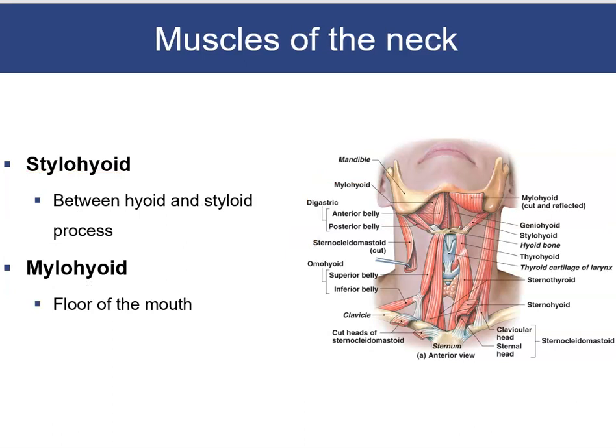Muscles of the neck include the stylohyoid. This is right in here. These muscles are nice because they tell you exactly where they go and how you can find them. Stylohyoid. It runs between the hyoid bone and the styloid process. This one helps to elevate the larynx. Then the mylohyoid. This is found in the floor of the mouth, and it helps to elevate the floor of the mouth and provide a muscular floor to the mouth.